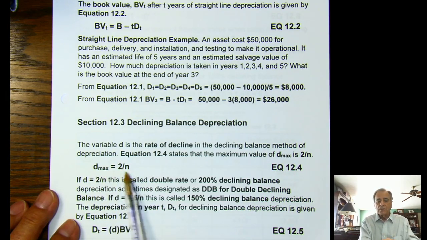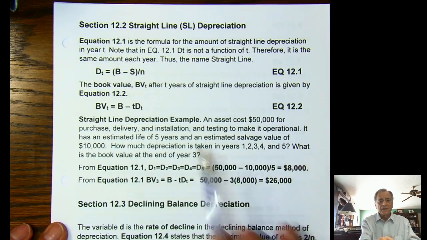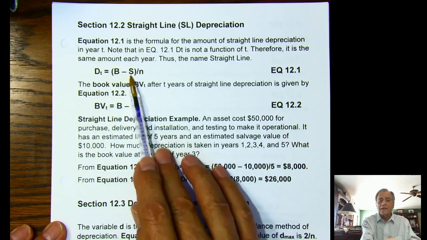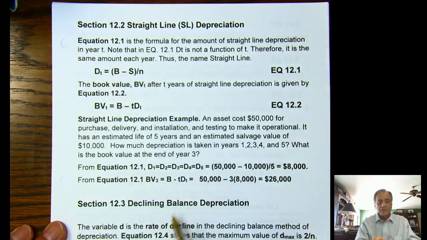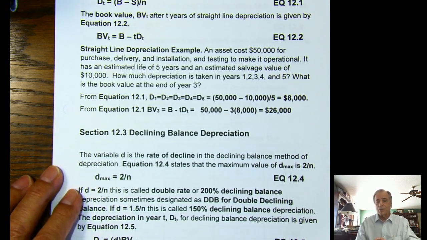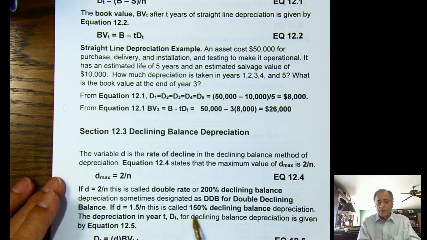When D is equal to 2 over n, we call that 200% or double declining balance, double rate. Why did we call it double rate or 200%? Well, look at the straight line method. Its numerator is just the original price divided by n. So this is 2 times the original price over n, so to speak.